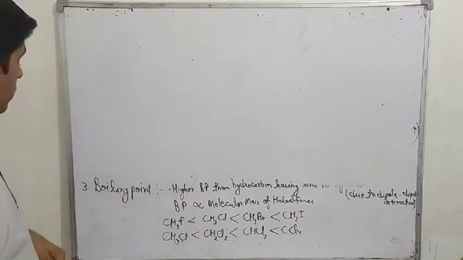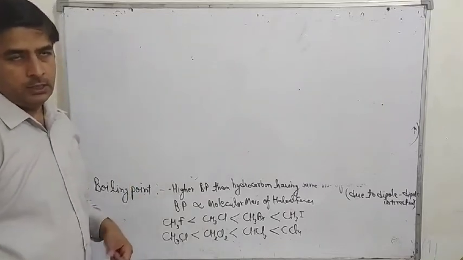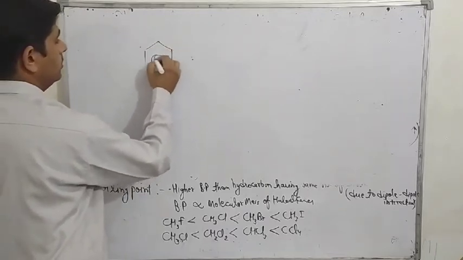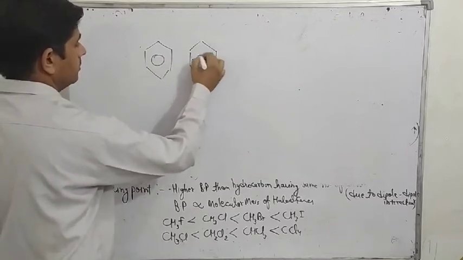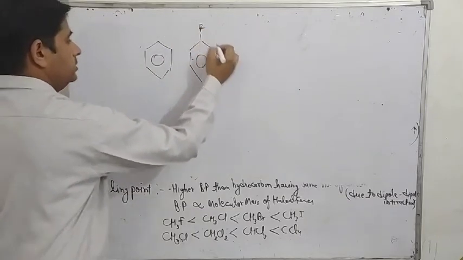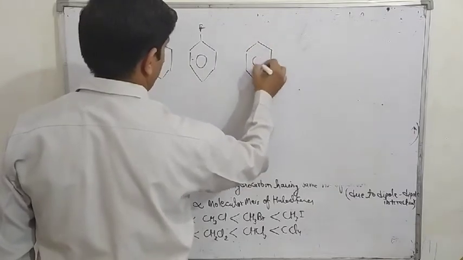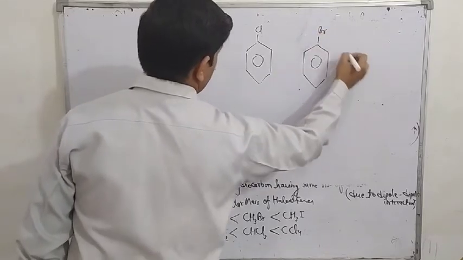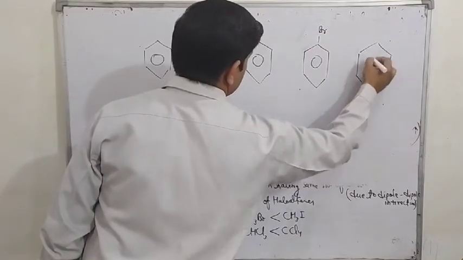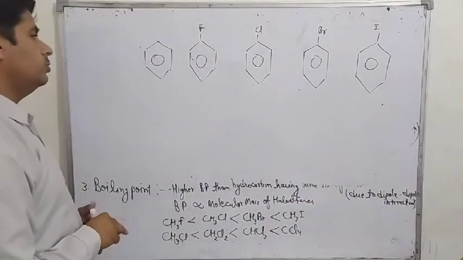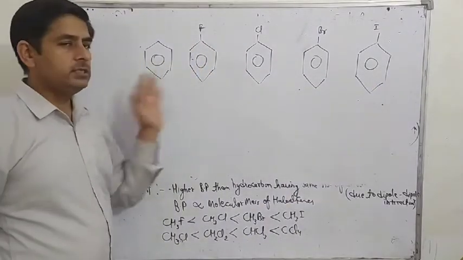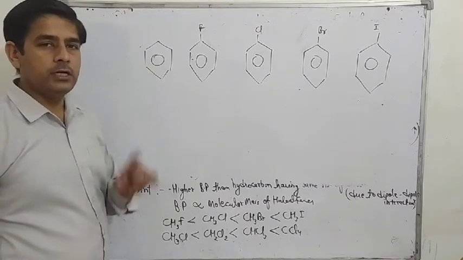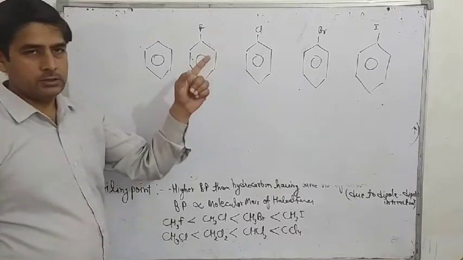We can also compare the boiling point of haloarenes. In case of haloarene, you can see we have benzene. This is fluorobenzene. This is chlorobenzene. This is bromobenzene, and this is iodobenzene. So here we can see the benzene is same, but the halogen is changing, and halogen with greater atomic mass is changing here.